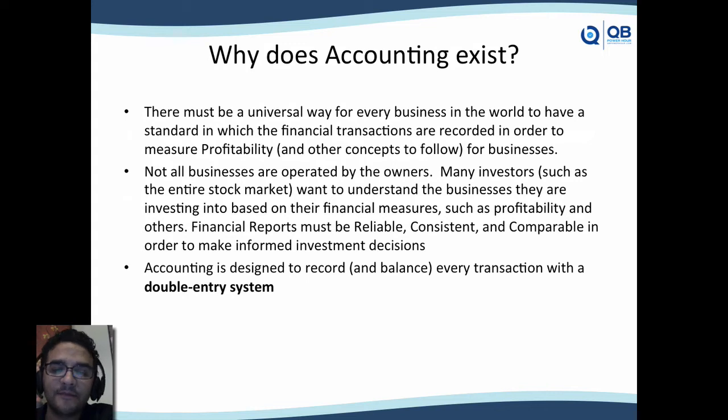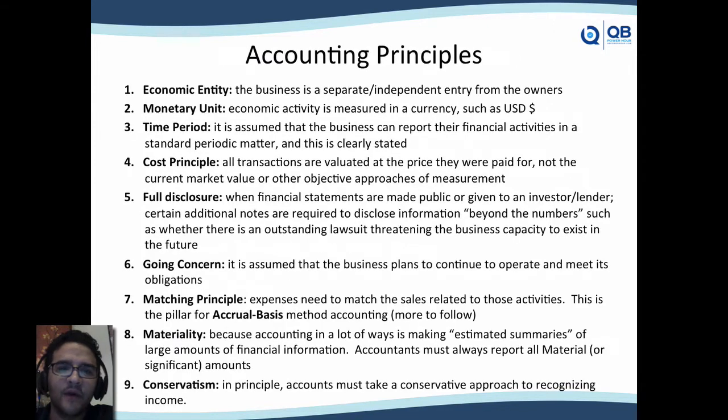Now, accounting is designed to record every transaction in a system called the double entry system or the balancing system. That means everything you record will be recorded in at least two ways, in order for money coming in to be balanced with whatever that money coming in is supposed to mean, or money going out to be balanced with whatever that money going out is used for. Okay, we'll talk about the double entry system more in a minute.